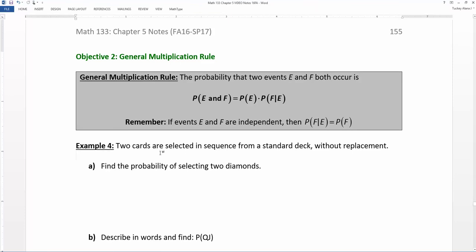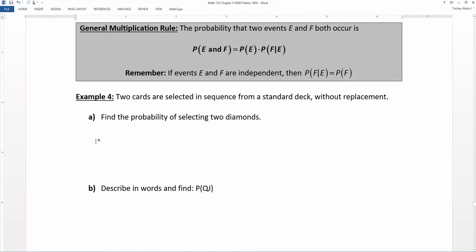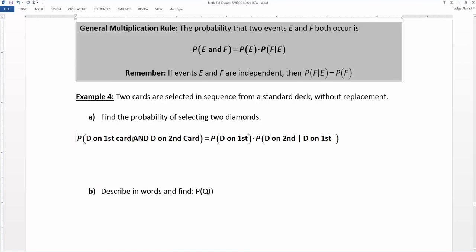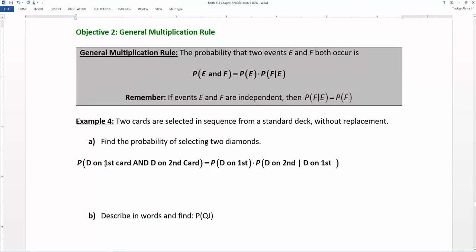All right, so now let's suppose we're going to take 2 cards in sequence from a standard deck without replacement. Now that's new. In 5.3 we kept replacing, but now we're going to do it without replacement. So we're going to imagine the probability of selecting 2 diamonds. So I want a diamond on the first and a diamond on the second. Let me write that up. Okay, so we want to know the probability of getting a diamond on the first card and a diamond on the second card.